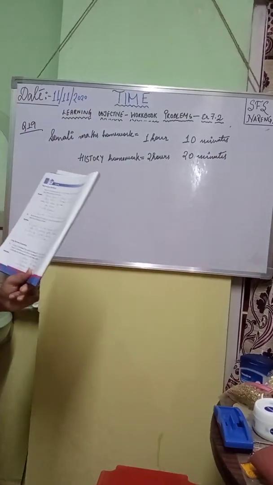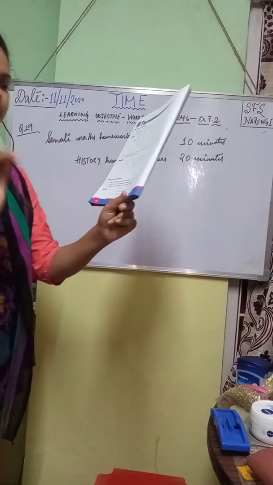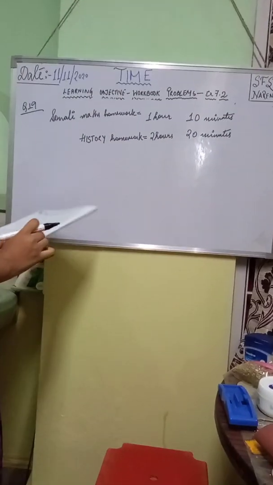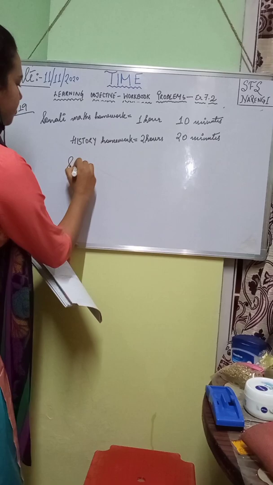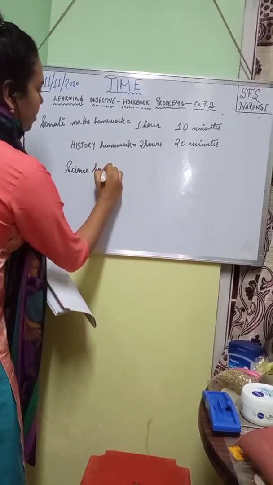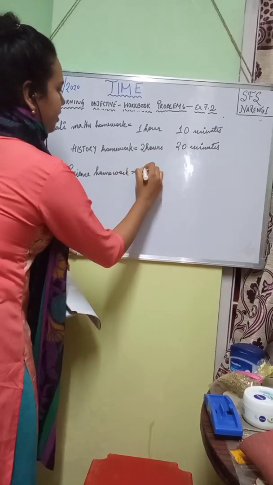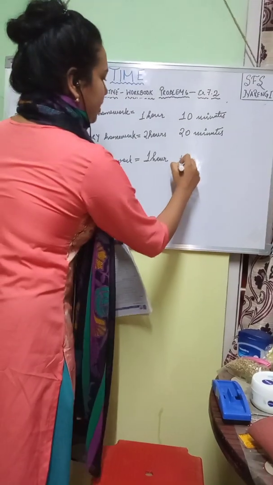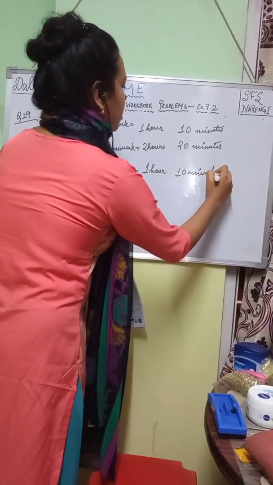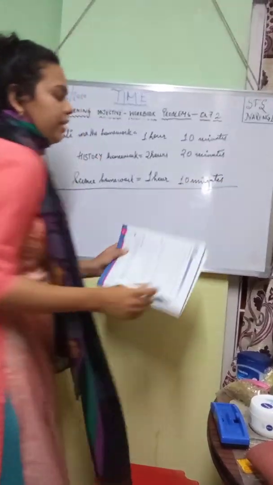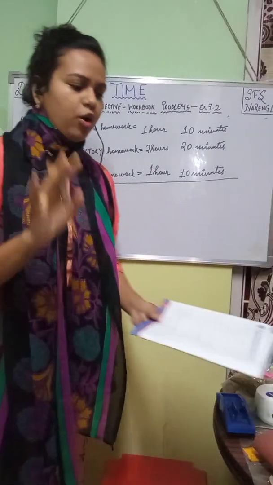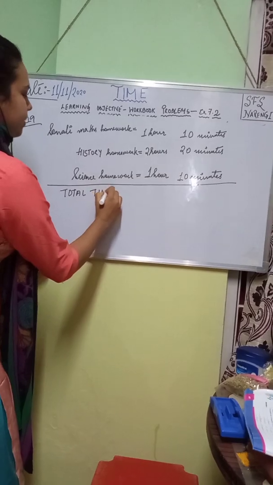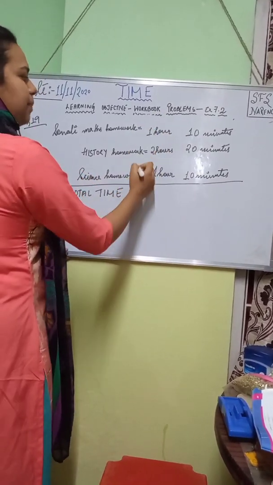Alright. And in how much time did she complete her science homework? In 1 hour and 10 minutes. Okay. What do you have to do? You have to find the total time that she takes to complete her homework. Okay. So total time, what will it be? Total time would be to add up everything.